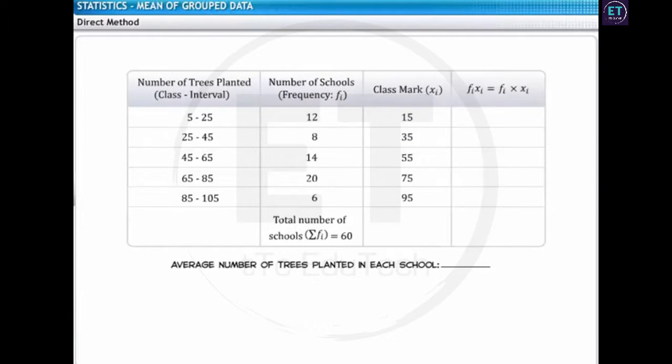Next, let us find the product of the frequency and the class mark for each class interval. This is denoted by fixi. Now observe carefully how we calculate the value of fixi. As you observed, for the first class interval, fixi is the product of 12 and 15, which is equal to 180. Similarly, for the second class interval, fixi is 280. The remaining products are shown in the table.